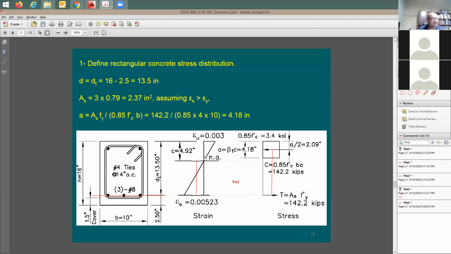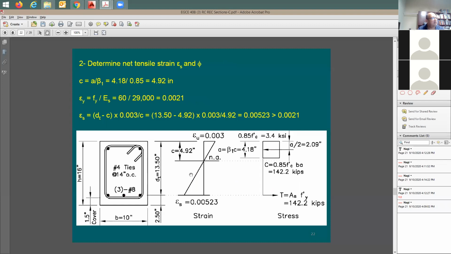So this distance from here, neutral axis, to the bottom at the steel is going to be equal to 13.5 minus 4.92. So again, I'm going to say the strain in the steel divided by this distance is going to be equal to 0.003 divided by 4.92. And with that, I should be able to solve for the steel strain. It's exactly what we have here. Here is the strain in the steel, and it turned out to be 0.005.